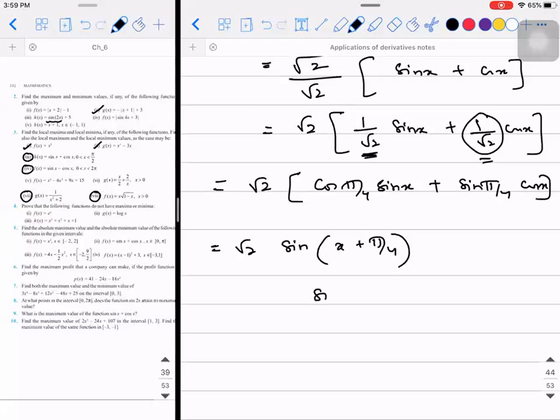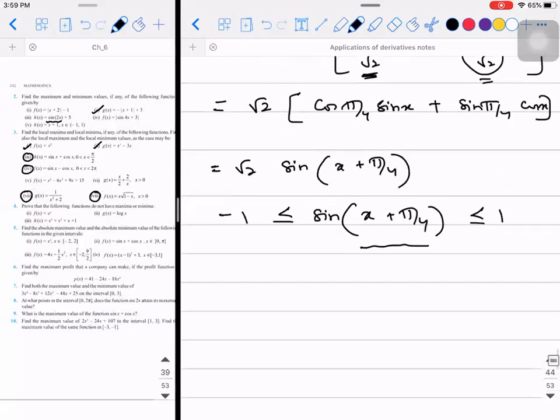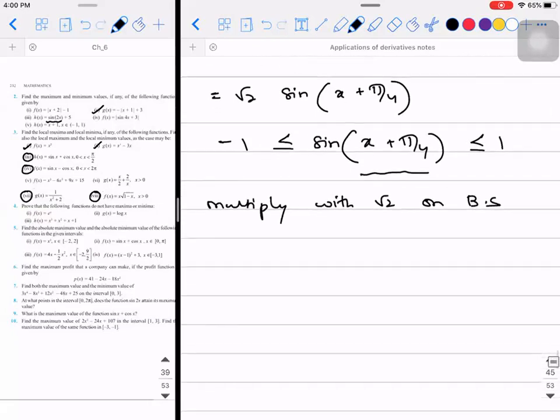Yes, sir. So sin of x plus pi by 4, so sin of theta. Whether it is x plus pi by 4, x plus 100, whatever it is, sin of whatever is inside it, sin theta is always less than or equal to 1, always greater than or equal to minus 1. So if I multiply with root 2 on both sides, what do I get? Minus root 2 less than or equal to root 2 sin of x plus pi by 4 is less than or equal to root 2.